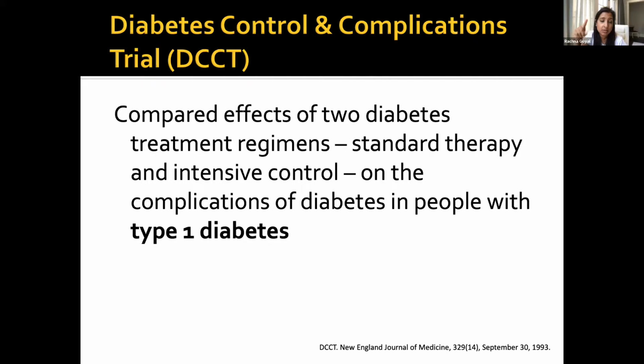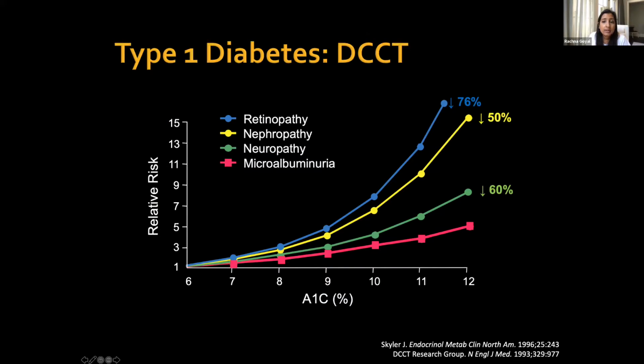And just to give you a sense of what intensive control meant, they basically kept the A1C less than or equal to 6%, which as you can imagine is pretty tight. What they discovered from this study was that essentially good glycemic control is absolutely necessary if you want to reduce the risk of diabetic complications. And then they also showed that the risk of microvascular complications, so things like retinopathy, nephropathy, and neuropathy, increases as your A1C increases. And it's a fairly proportionate increase.